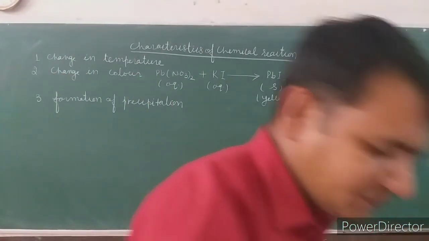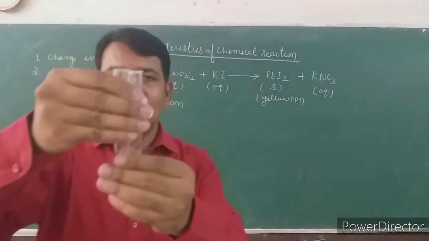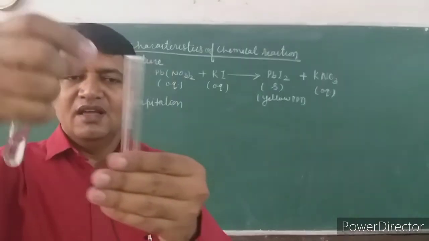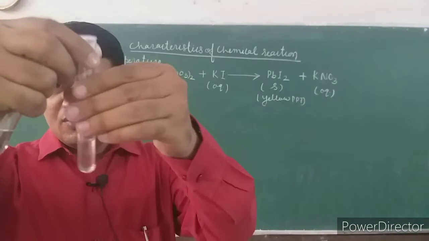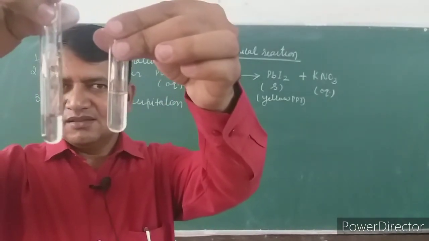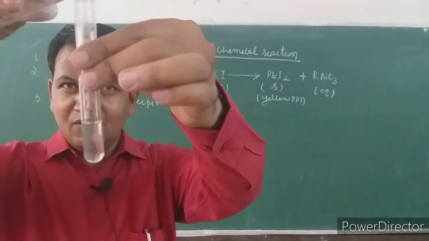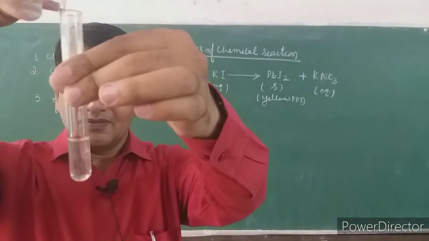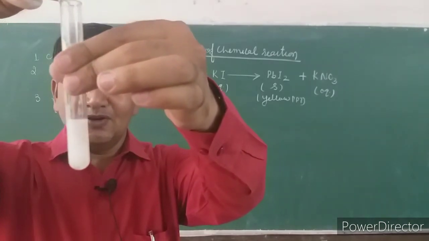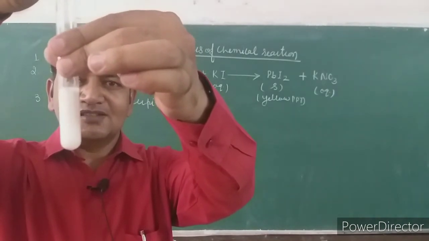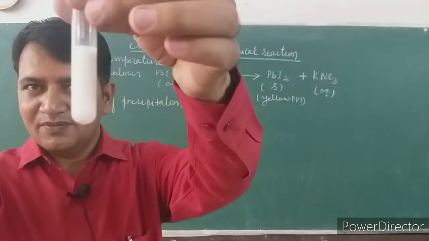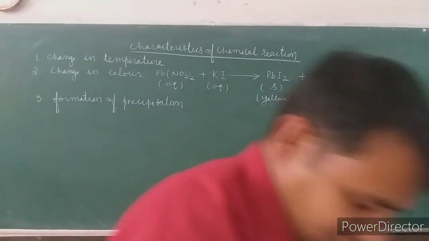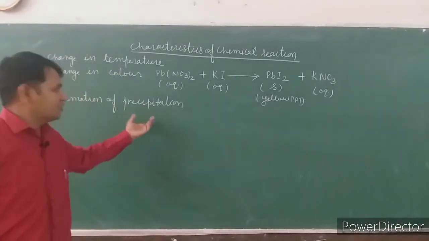We have one more example to understand precipitation. For that, again we use two colorless solutions. The first one is barium chloride and the second one is sodium sulfate. You can clearly observe that both are colorless liquids, and when we start to mix them, you can observe there is a formation of a white colored substance in solid form. So this is the formation of precipitate. This is the third characteristic, formation of precipitate.